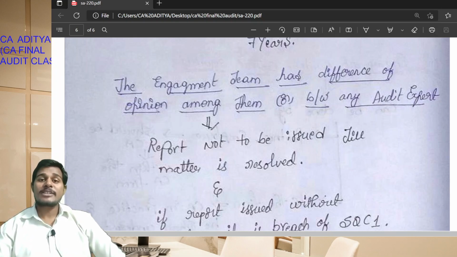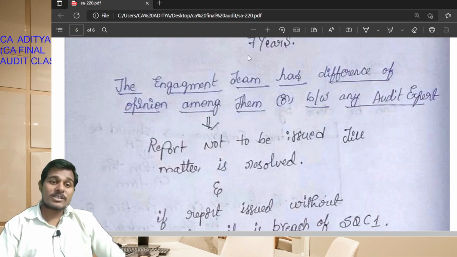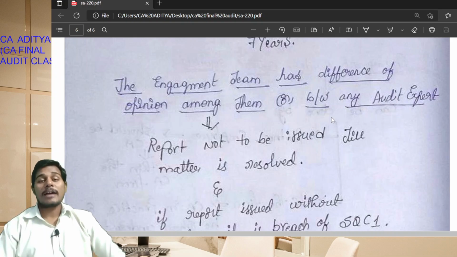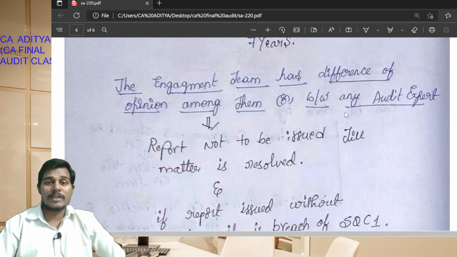The engagement team has a difference of opinion among themselves or between the engagement team and the auditor's expert. Then the audit report shall not be issued unless the dispute is resolved. If the report is issued without resolution, then it is a breach of SQC 1.